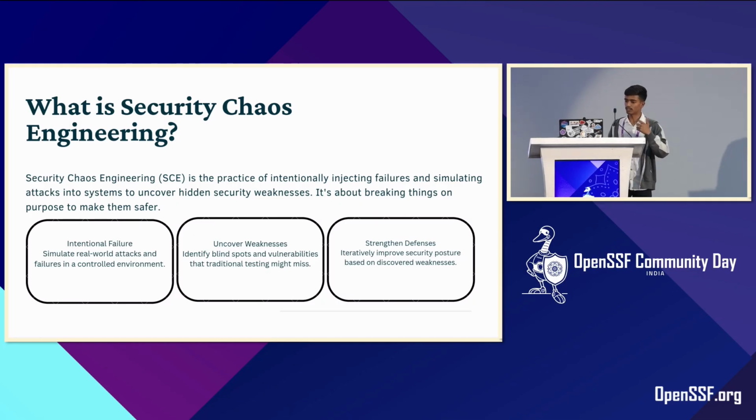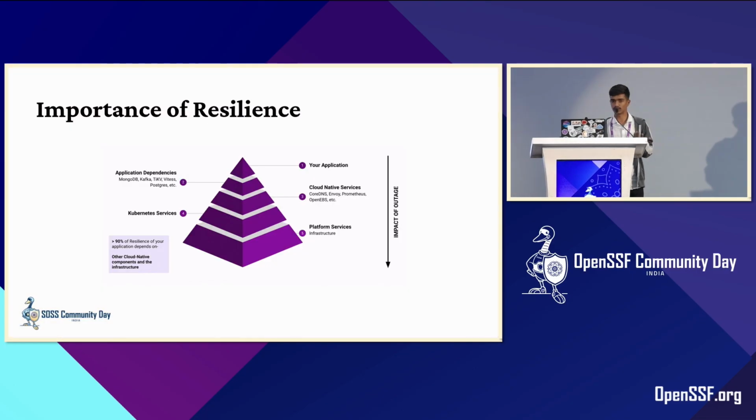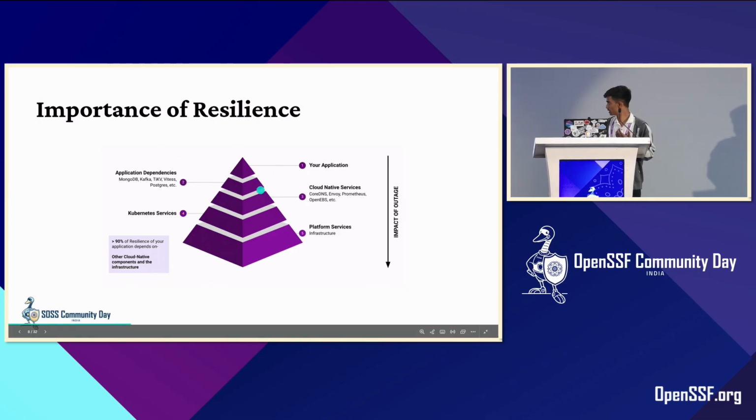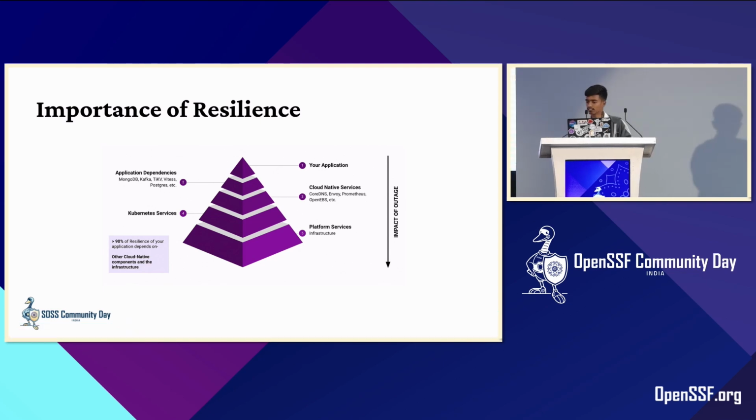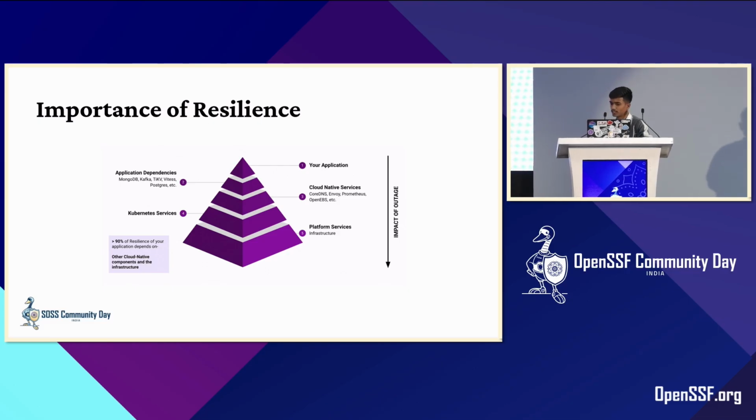So yeah, what is security chaos engineering? Before understanding that, let's understand how important resilience is in security chaos engineering. As we all know, Kubernetes runs on a variety of infrastructure, ranging from virtual machines to bare metal, and also a combination of both of them. So the physical nature of the platform is mostly a source of fault to the application that runs inside the container.